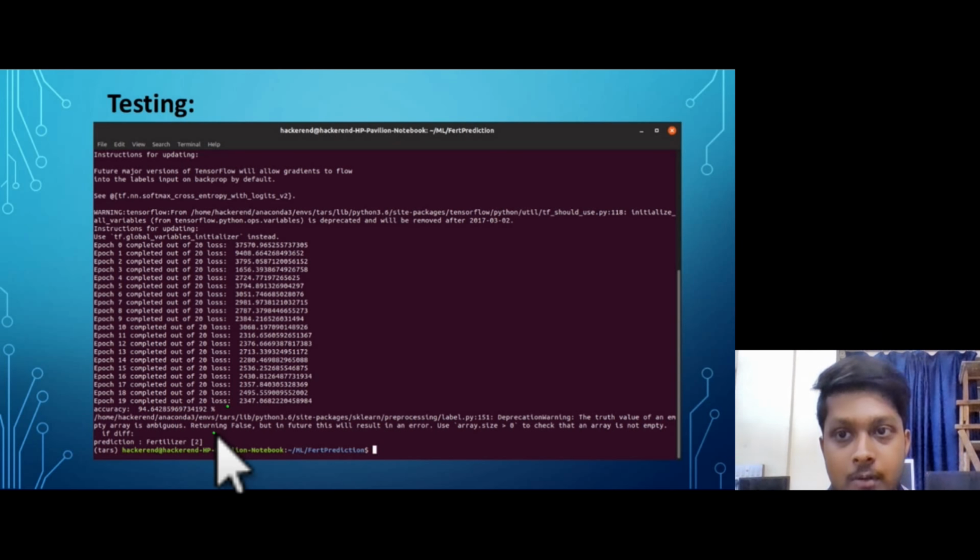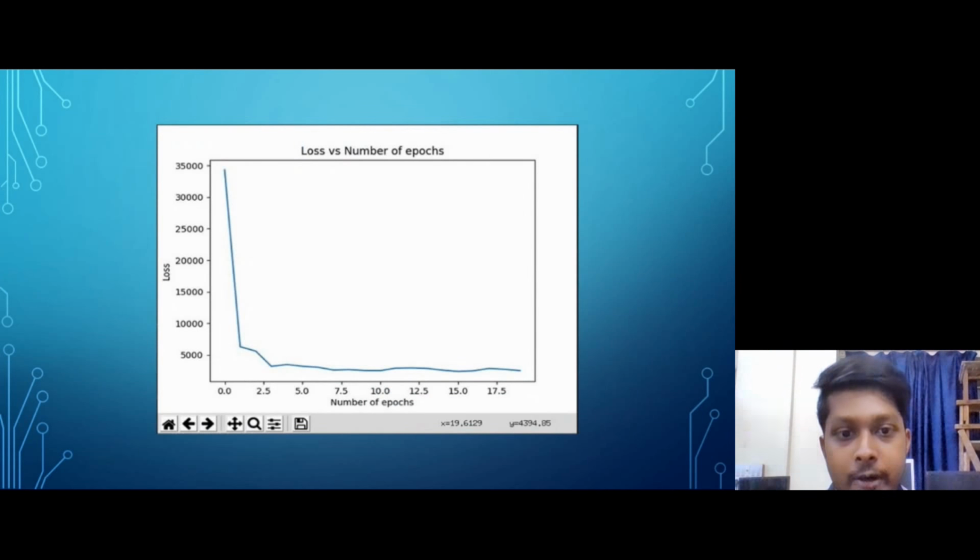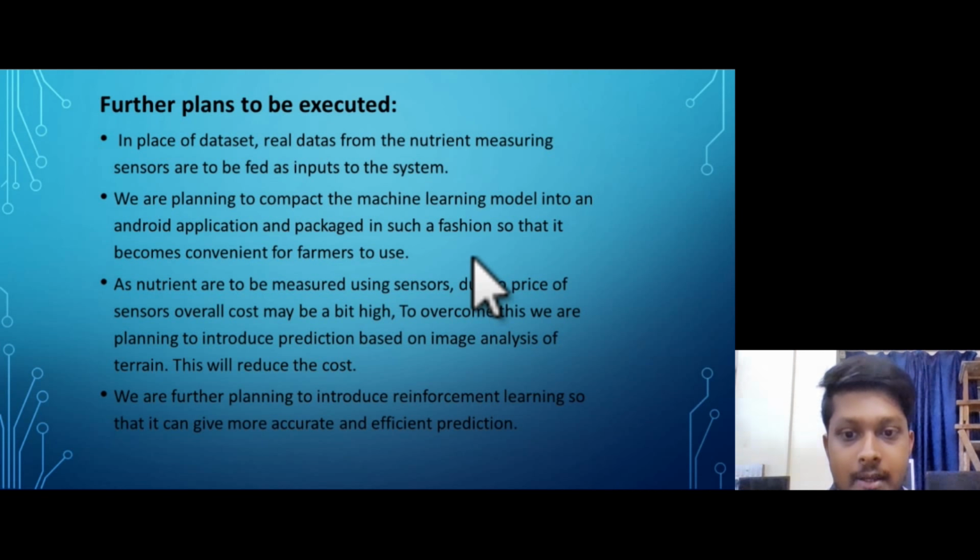And here is a snippet of the output. The prediction was fertilizer 2 based on the given input by the user. This is the snippet from the figure window of TensorFlow. This is the loss versus number of epochs curve. From here, it is pretty clear that the loss is decreasing with the increment of the number of epochs. So the optimizer and the model are working finely, giving a result of 97% accuracy and perfect prediction.